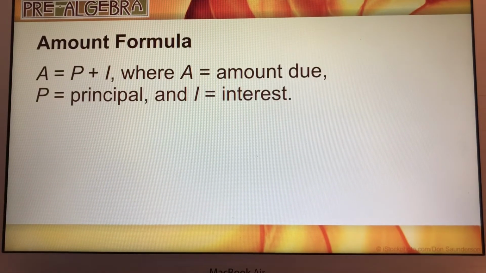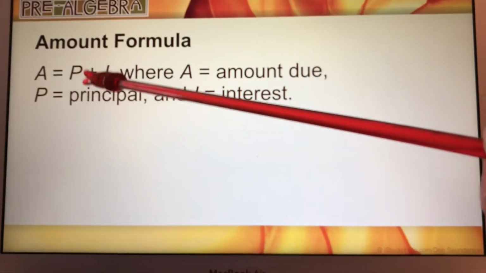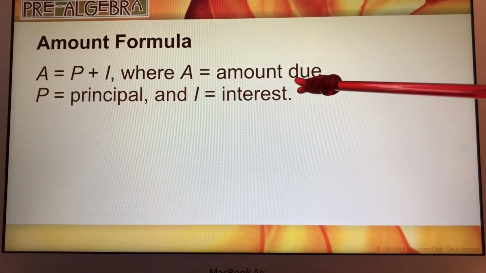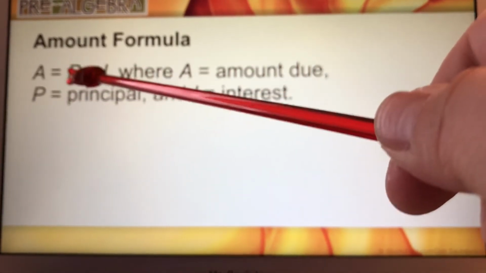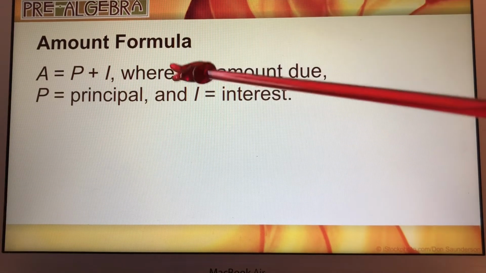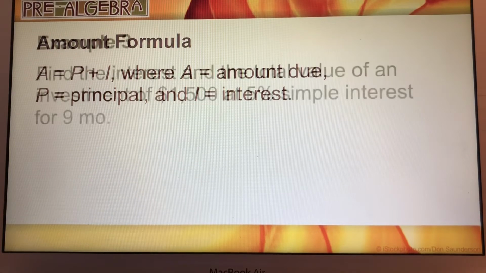Now, the amount formula. Here's another formula for you to memorize. Amount equals the principal plus the interest. This is the amount that is due. The principal is the amount that you borrow, and then the interest, the rate we talked about. The amount, we can easily calculate, is the principal plus the interest.